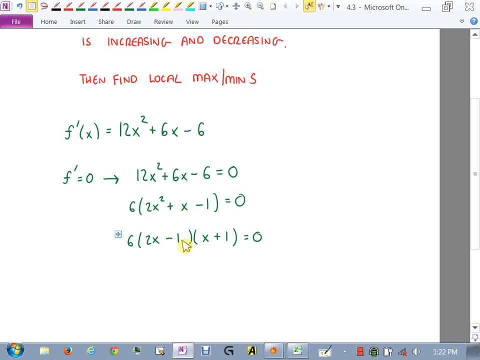Is that right? 2x squared plus 2x minus x minus 1. That should do it. So now, what are our solutions? 1/2 and -1. Yeah? Turn the lights back on. There, that's good. All right, this just tells me where the derivative is 0, right? Where the derivative is 0.